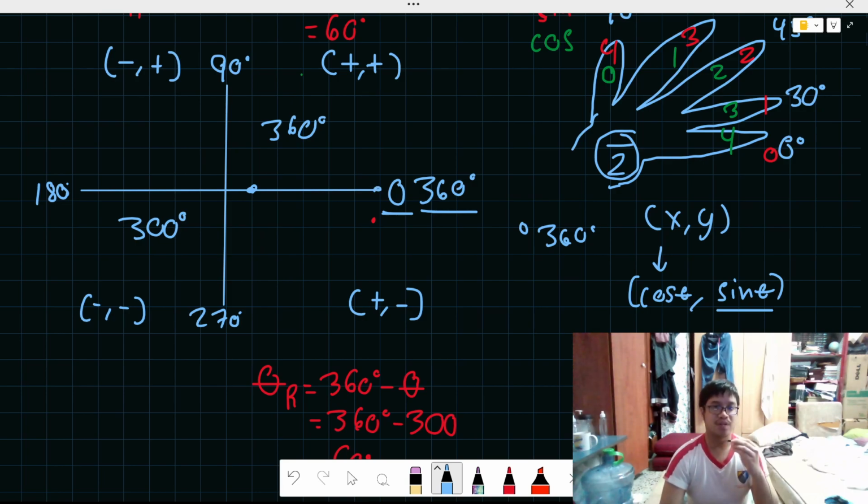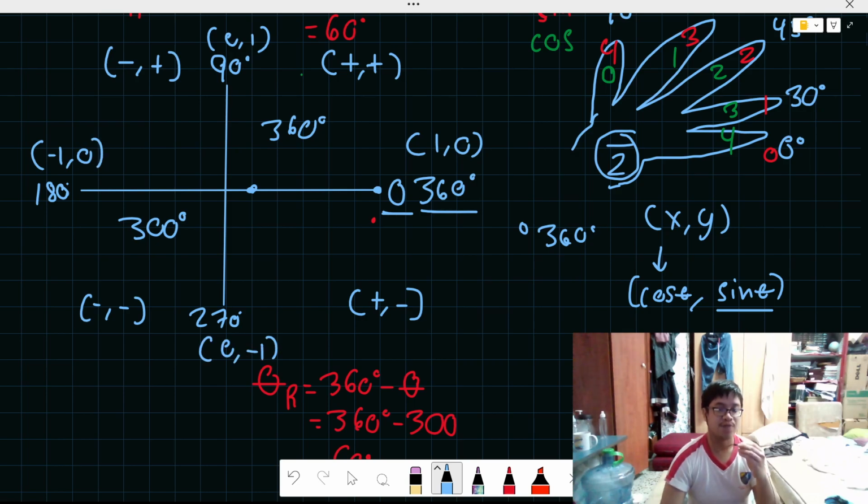If it's at 0 degrees, you will have 1, 0. If it's at 90 degrees, you will have 0, 1. If it's 180, you will have negative 1, 0. If it's 270, you will have 0, negative 1. And for 360, it's the same as 0, so you will have 1, 0. So point being, on the right side of the x-axis, 1, 0. Left side, negative 1, 0. On the top, 0, 1. And on the bottom, 0, negative 1.